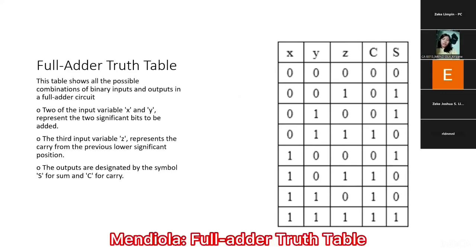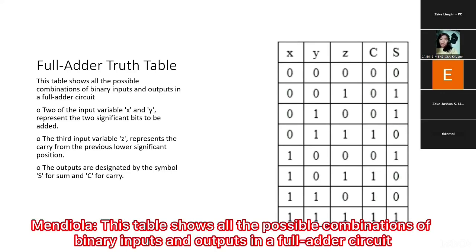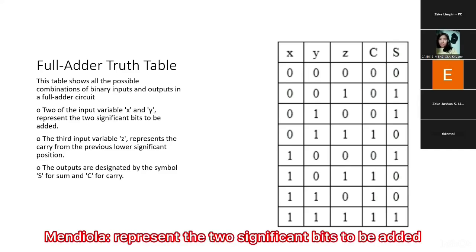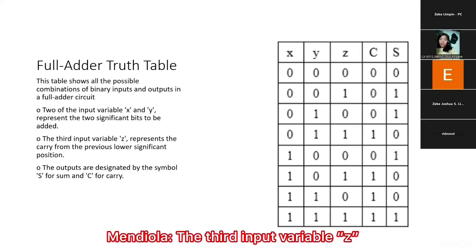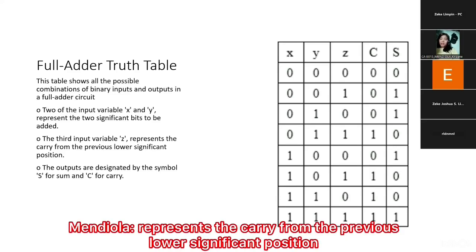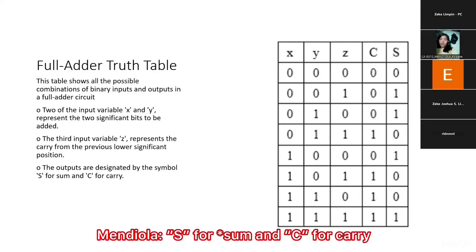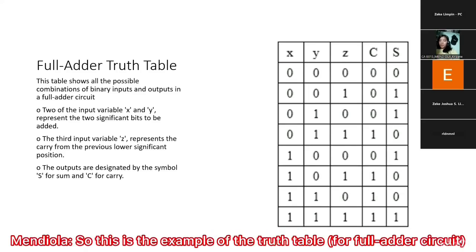Full adder truth table. This table shows all the possible combinations of binary inputs and outputs in full adder circuit. Two of the input variables x and y represent the two significant bits to be added. The third input variable z represents the carry from the previous lower significant position. And the outputs are designated by the symbol S for sum and C for carry. So this is the example of the truth table.